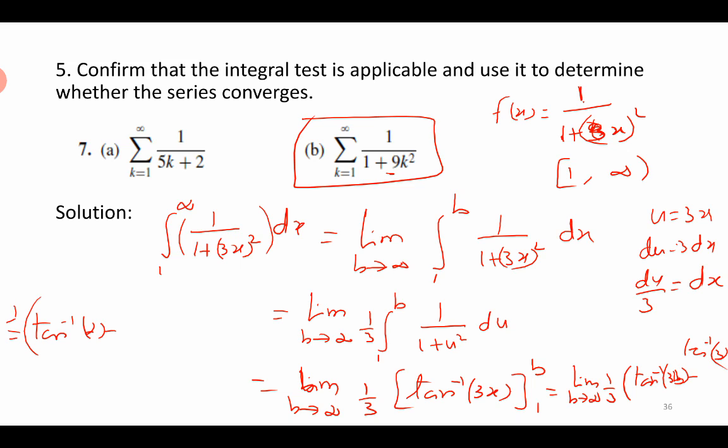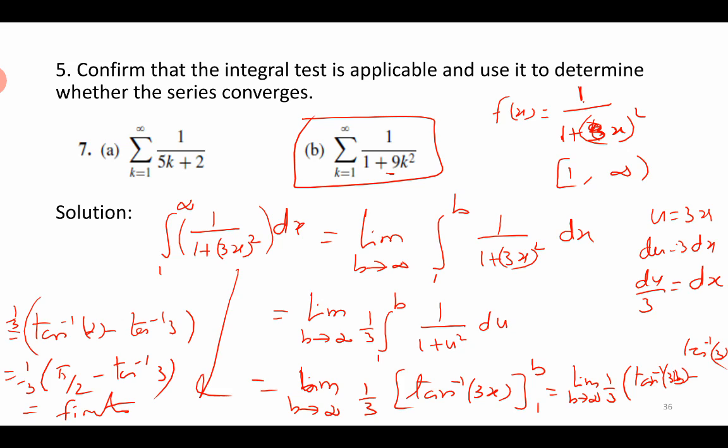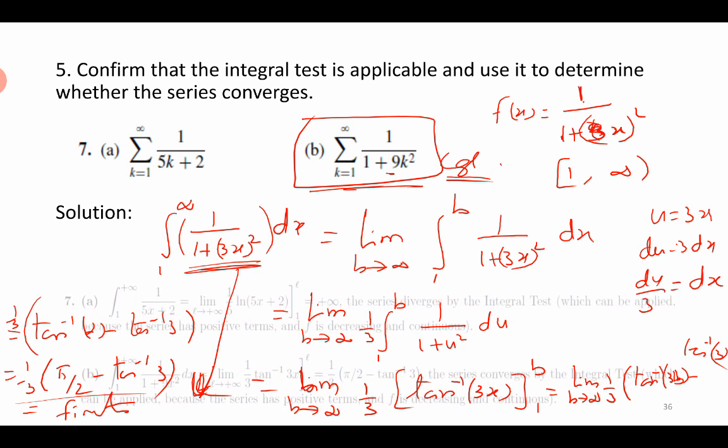1 by 3 is outside. Tan inverse infinity minus tan inverse 3. This will be 1 by 3 times pi by 2 minus tan inverse 3, which is finite. Whatever the value you get, it is finite. So this integral converges. If it is not of infinite value, then it is convergent, isn't it? So this integral is convergent, therefore this series is convergent. We don't want to check what it converges to. It converges, nothing else. So that's the end of this problem.